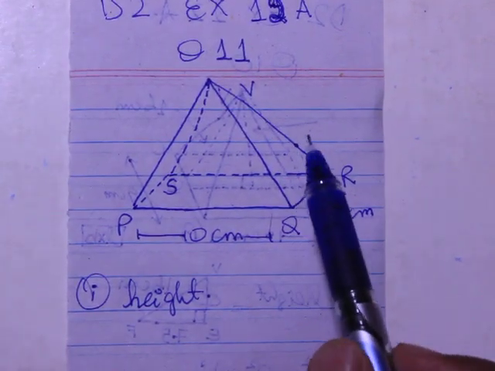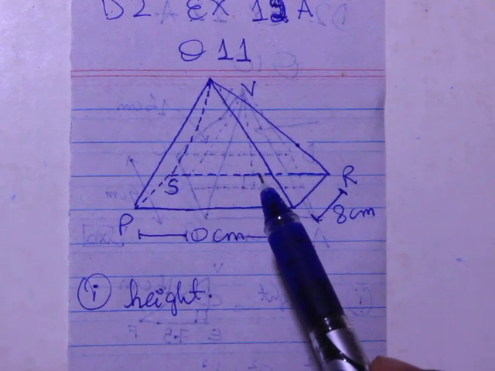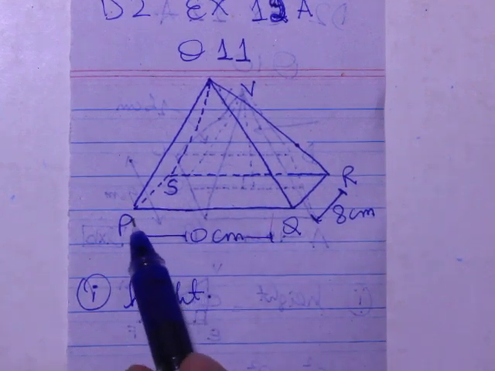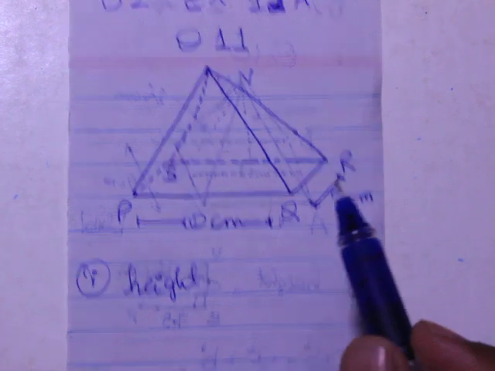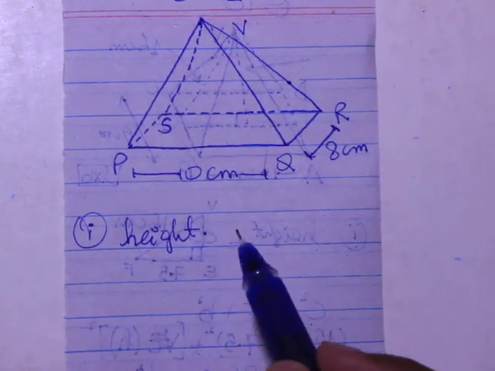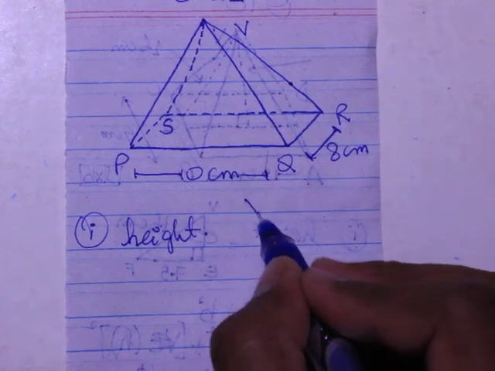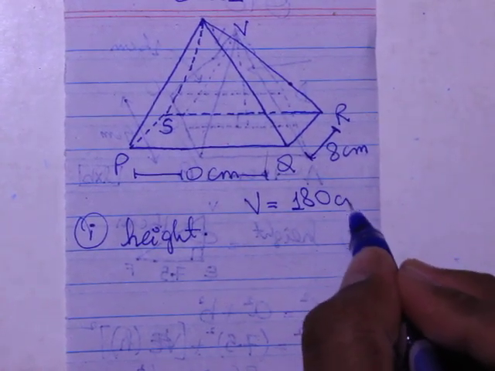We are having a VPQRS pyramid with a rectangular base, with length 10 centimeter and breadth 8 centimeter. In the first part we are required to find the height. Anything given? We are given the volume, which is 180 centimeter cube.